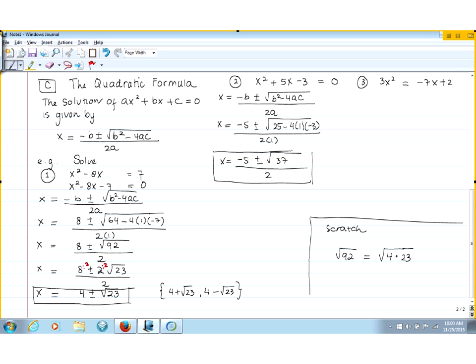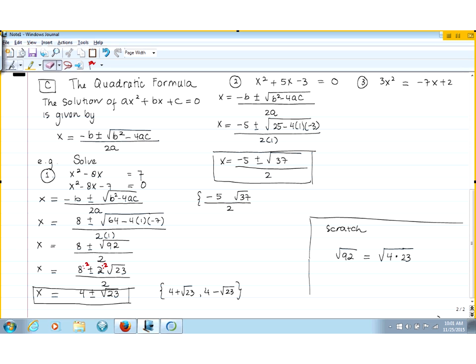So how many solutions do I have? 2. What are they? Negative 5 plus or minus square root of 37 all over 2. So remember, it's all over 2. So the 2 is the denominator for negative 5 also. So don't write it like this, negative 5 plus or minus square root of 37 over 2. Yeah, so the 2 is the denominator for all of them.